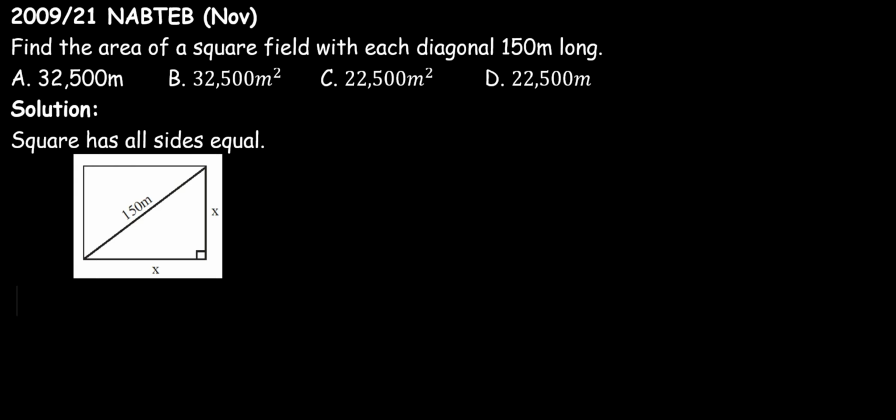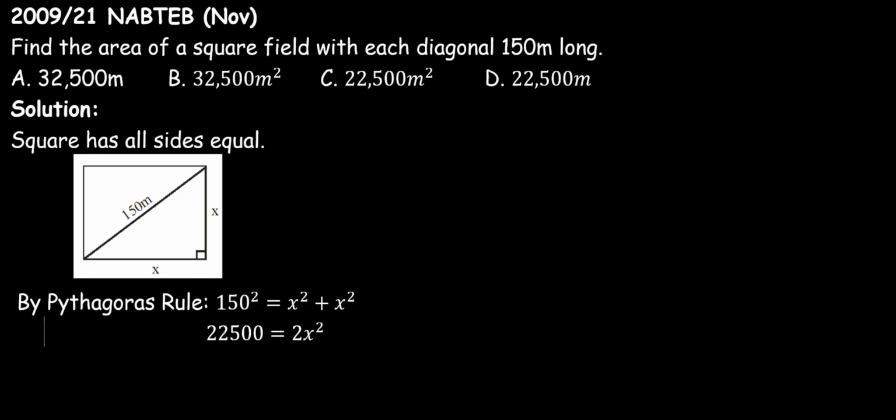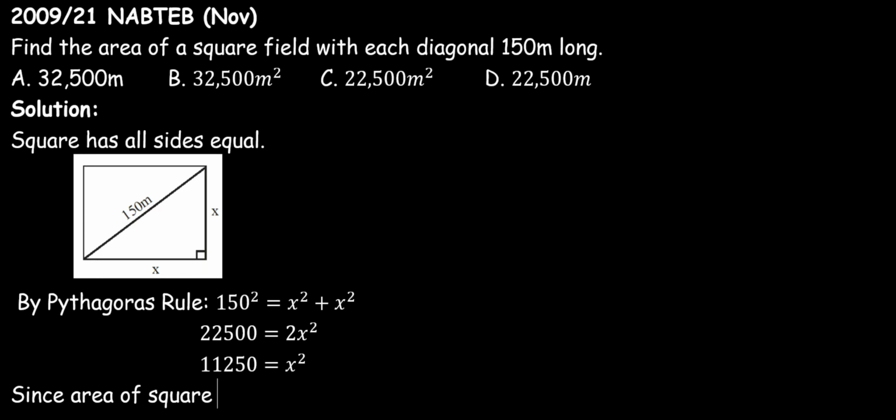By Pythagoras rule, we can take the resultant right angle triangle there as 150 squared equals S squared plus S squared. That is, hypotenuse squared is equal to the sum of the squares of the adjacent and opposite. The result is 22500 equals 2S squared. When we divide both sides by 2, we have 11250 equals S squared. Since the area of a square is equal to S times S, which is S squared, we substitute for our given result as 11250 m squared.